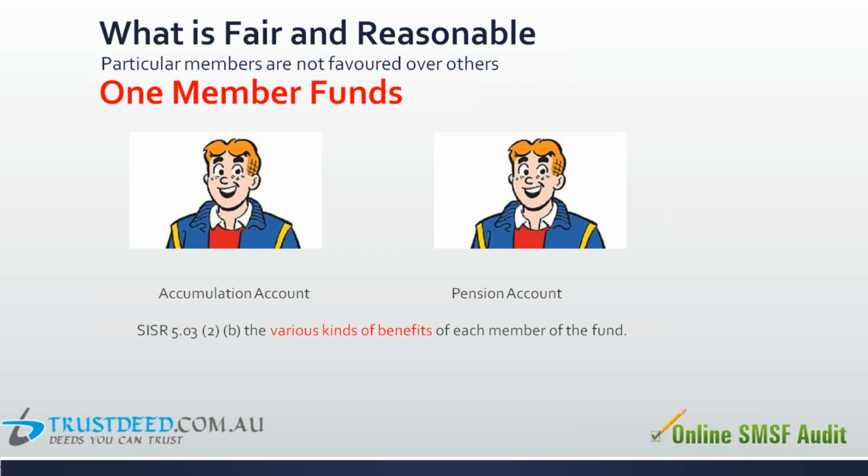So, in the current year, that is the 17 and 18 year, we have one member, but we have two accounts. So this regulation, the Part 2 limb, says that we should be fair and reasonable to the various kinds of benefits of each member of the fund.